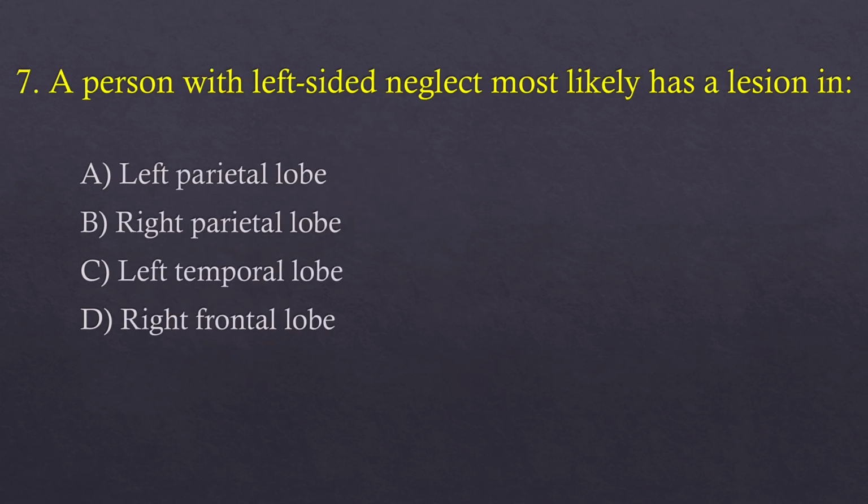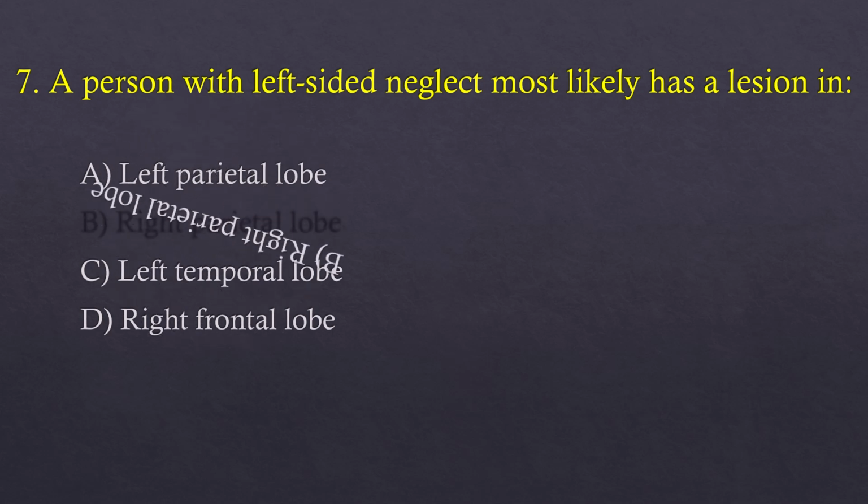Number 7. A person with left-sided neglect most likely has a lesion in A. Left parietal lobe, B. Right parietal lobe, C. Left temporal lobe, D. Right frontal lobe. So the answer is B. Right parietal lobe.